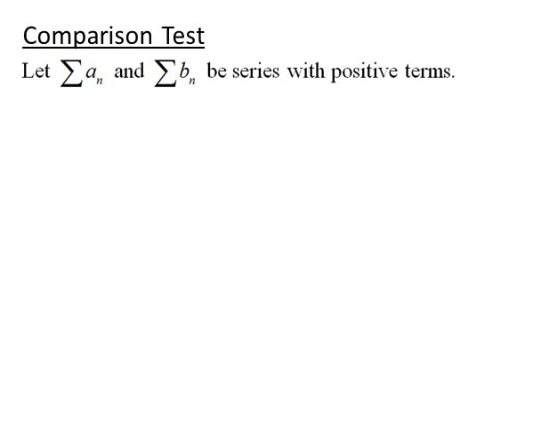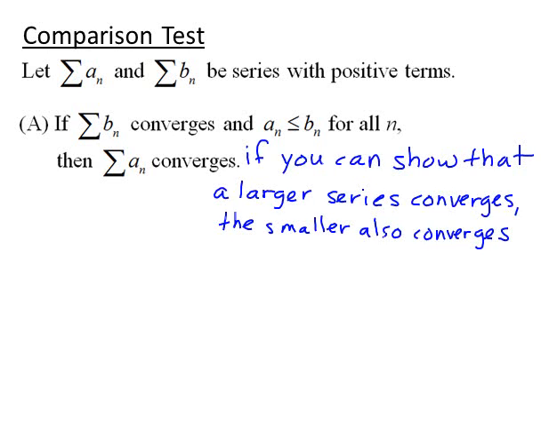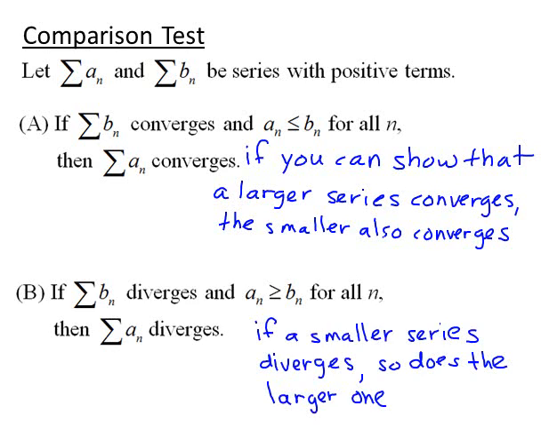The comparison test for series works the same as the comparison test for improper integrals. Suppose we have two series with positive terms, a sub n and b sub n. If series B converges and each term of B is greater than each corresponding term of A, then series A must also converge. In other words, if you can show that a larger series converges, then the smaller series must also converge. Along the same lines, if we can compare it to a smaller series that diverges, then the larger series must also diverge.